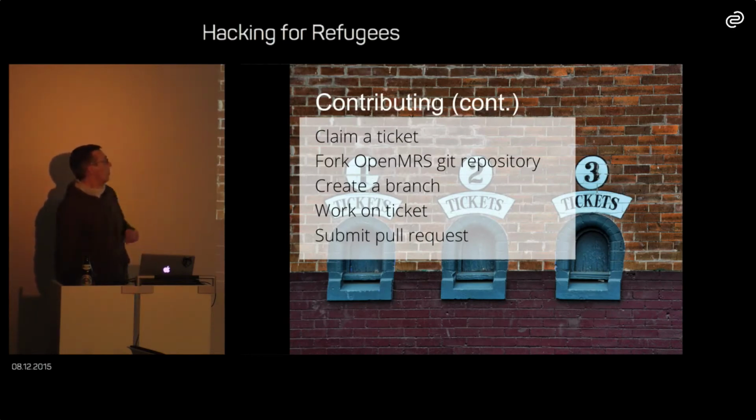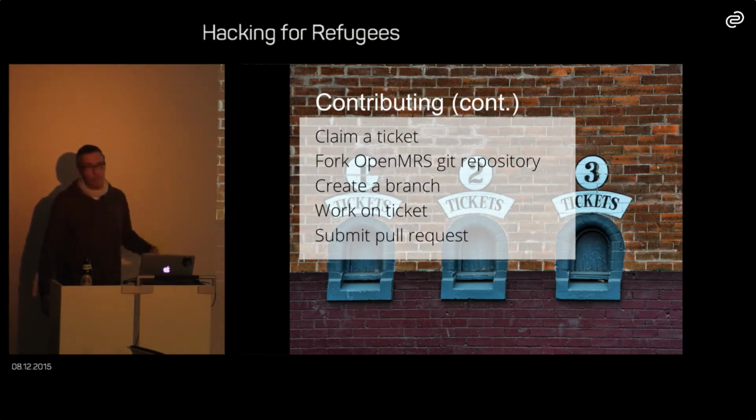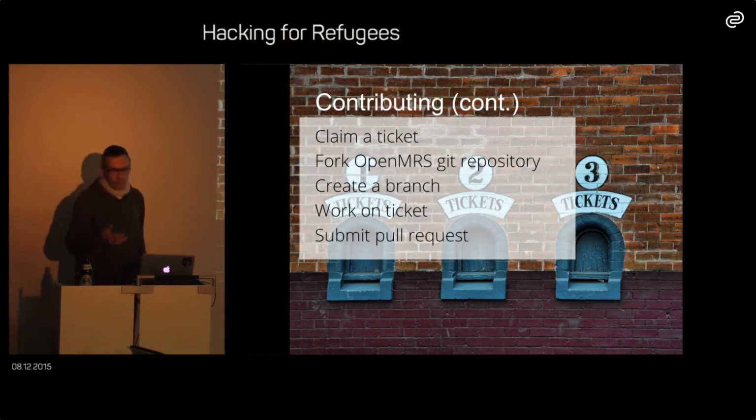So once you found a ticket, you can claim it, you fork the Git repository, you create a branch, you work on the ticket, and when you're done, you just submit a pull request. That's pretty straightforward. What's interesting is in doing so, you need to talk to people and understand, oh, what's this ticket actually about? You find a brief description in a Jira system, but it wouldn't answer all the questions you have while developing. And that was quite an interesting experience.